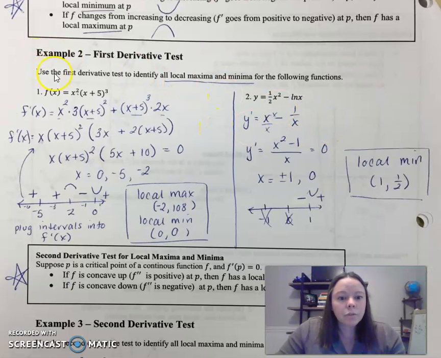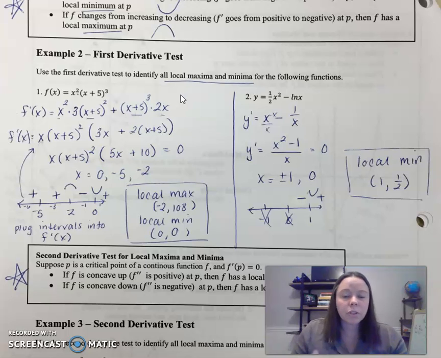All right, so use the first derivative test to identify all local max and min for the following functions. The process works the same each time. First thing you do is find the derivative so you can set it equal to 0. You're getting the critical points. So that's what I did. Use the product rule, first times derivative of the second plus second times derivative of the first.